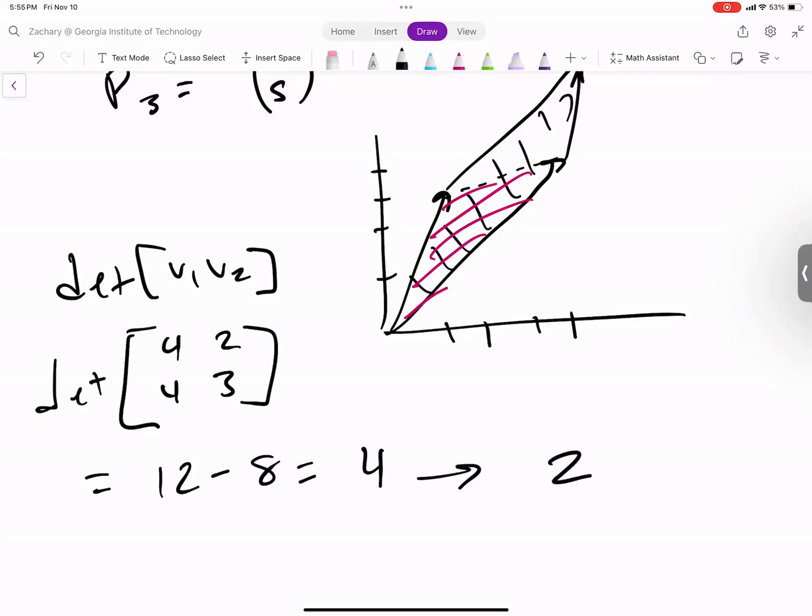Another quick important note is, can we have a negative area for the sake of argument in this class? No. Volume? No. We can't have a negative area or volume for the sake of argument in this class. Cool. Any other questions on this?